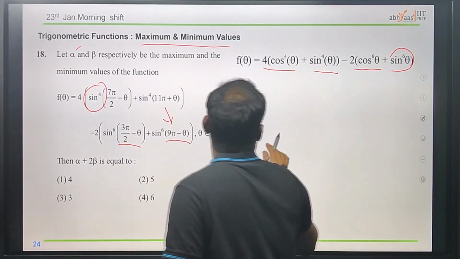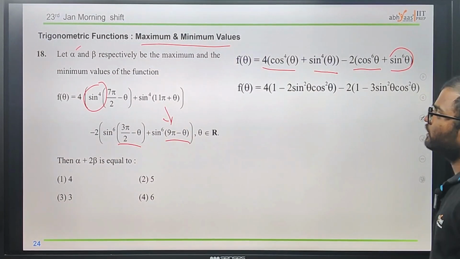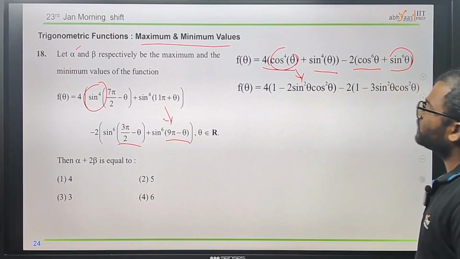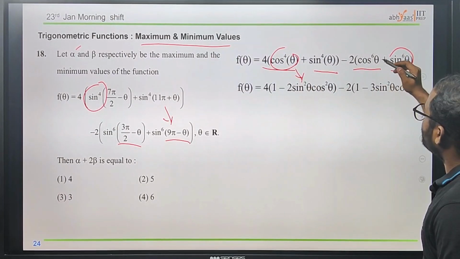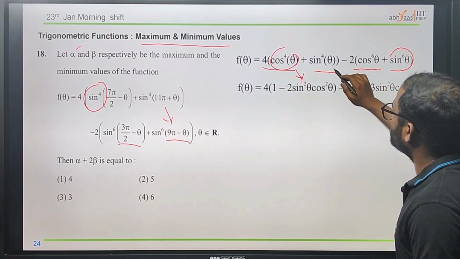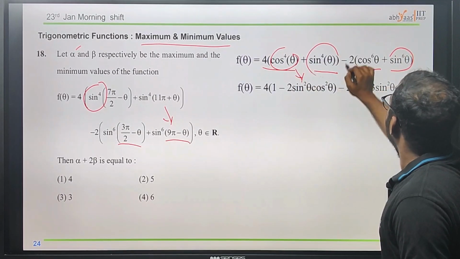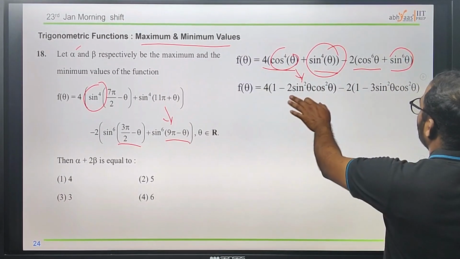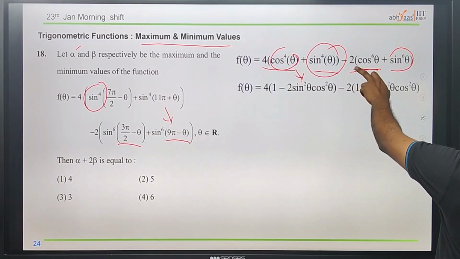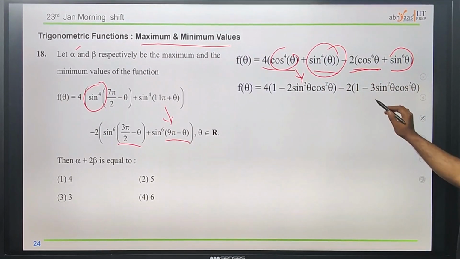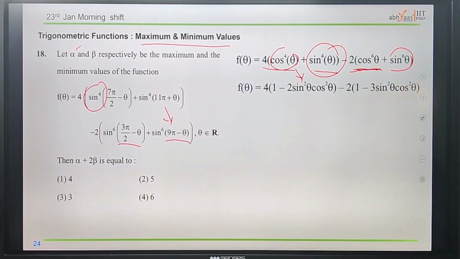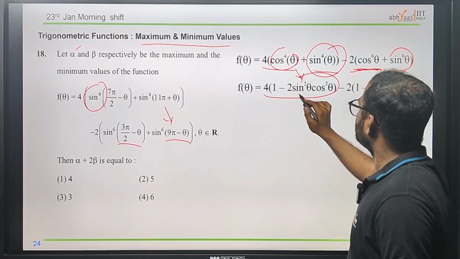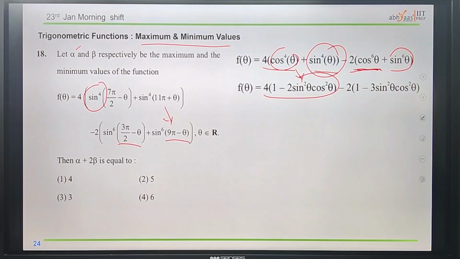Now the next step is to find further simplifications. This can be written as 1 minus 2 sine square cos square theta, and this can be written like this as well. I hope you understood what is happening here. And 2 cos square 6 theta plus sine 6 theta. Here we are doing some simplifications, and it leads to this. Now here itself we can observe that 2 sine theta cos theta is sine 2 theta.